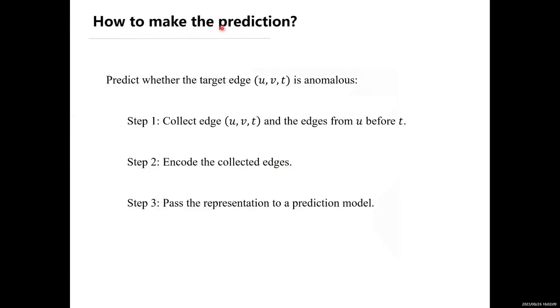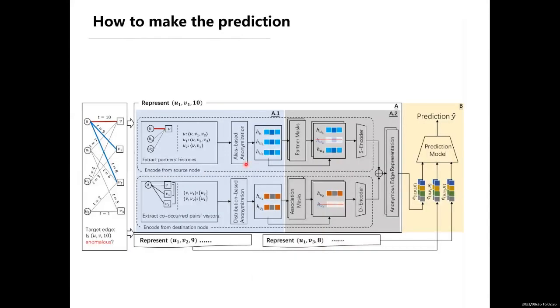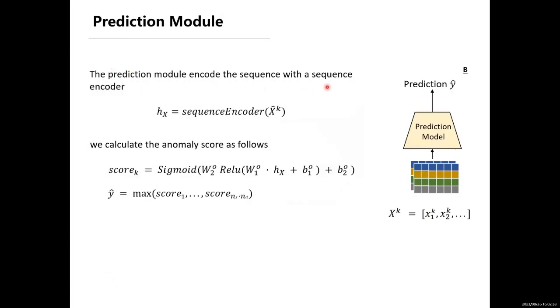Next, we answer how to make the prediction. Because we have encoded all the collected edges, we have the edge UVT, and we have the sequence of edges from U at and before time t. So we will pass the representation of this sequence to a model to make the prediction. Because we have S times D representations for each edge, we have S times D sequences. Each sequence will be passed into a sequence encoder to compute the anomaly score, and we take the maximum score as the final prediction score.